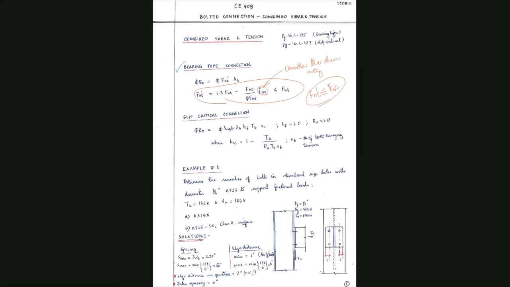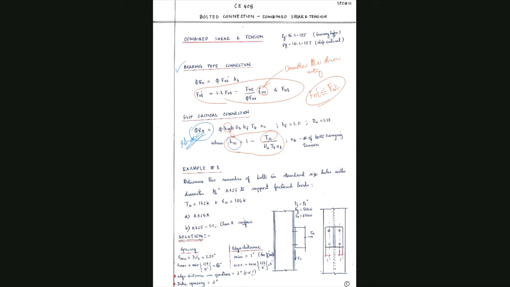In a slip critical connection, you know from previous discussions that the load is essentially carried through shear because it's acting between the plates, and then it is transferred through shear. So in this case, we have a term called KSC, which was not present in our previous discussions, which actually considers the effect of tension. So this is the other way around. Here, this is shear, and the effect of tension is considered using this term called KSC. I hope you understand the difference.